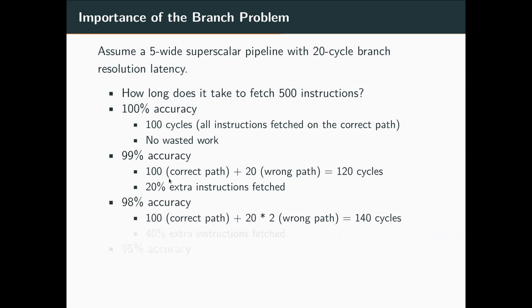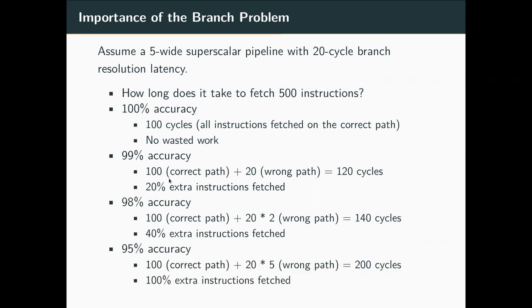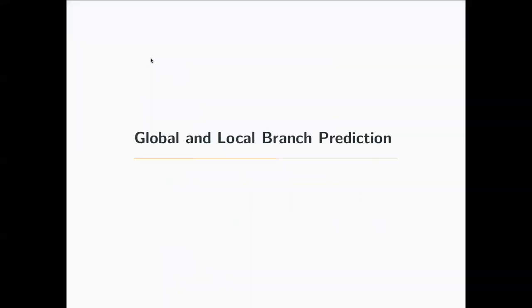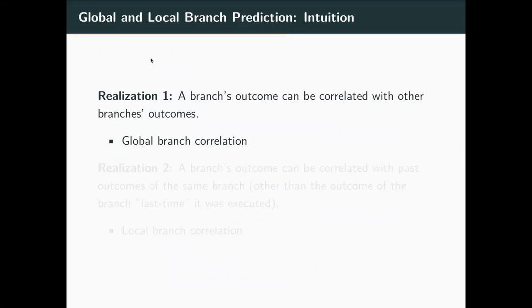And if we have 98%, again, we're now doubling the penalty. Now we have 40 cycles. This is again 40% extra instructions fetched. And if we get down to 95%, we're already at 100% more instructions fetched. Again, this is mainly due to the length of our pipeline, and the width doesn't help either. So that's not good, right? We don't like fetching instructions that we don't actually need. So this is going to require us to make some new innovations.